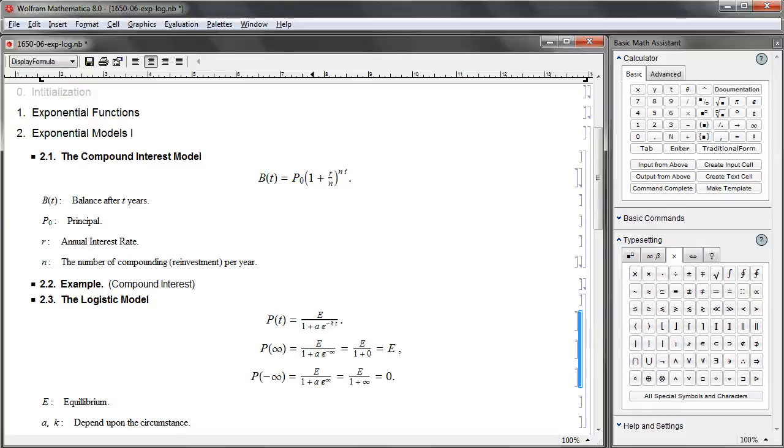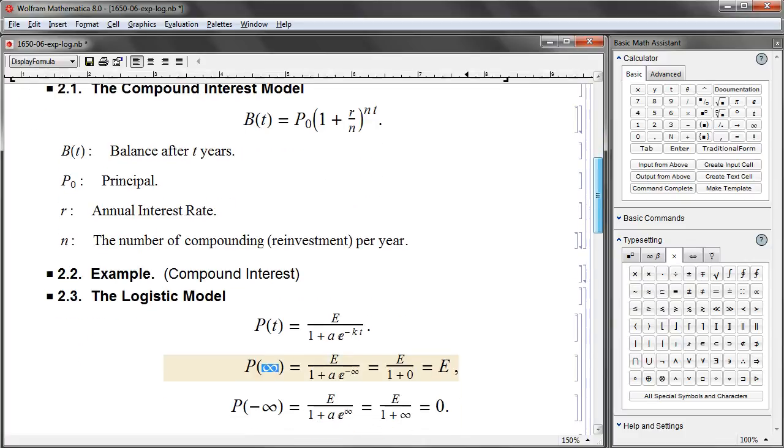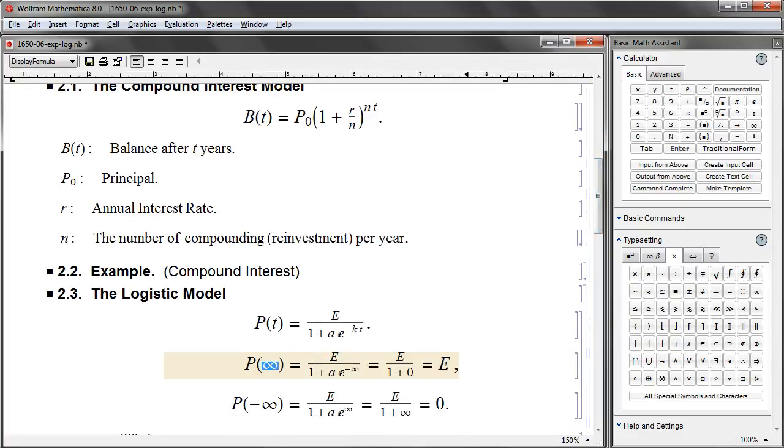Why do we have equilibrium? Here's the proof, as a matter of fact. Replace t by infinity, then what do we get? K is going to be a positive real number, so, let me increase the font. Okay, e to the negative k times t, but t is replaced by infinity, so what do you get? e to the negative infinity. What is e to the negative infinity?